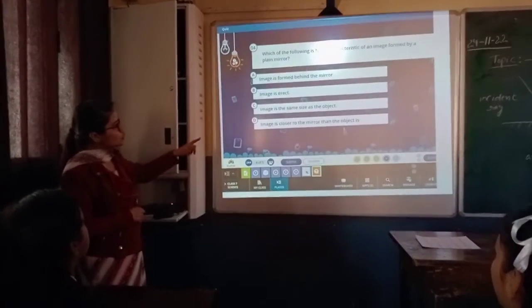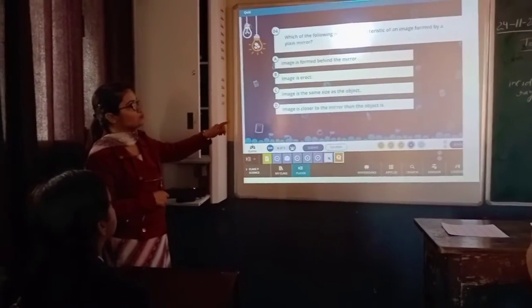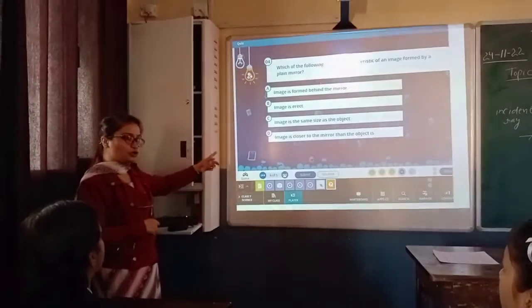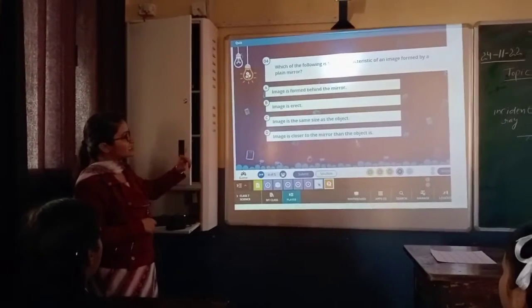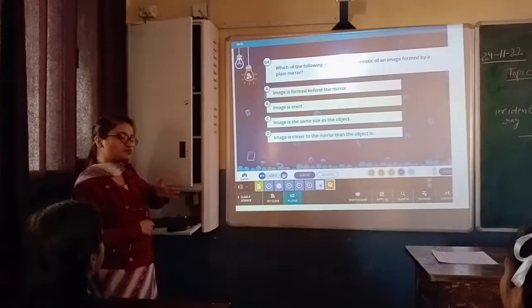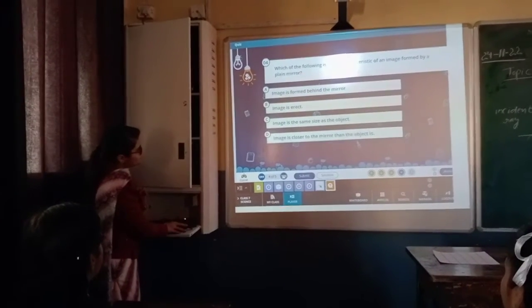Now, image is closer to the mirror than the object. Is it true? No. Because the image is at the same distance as that of the object from the mirror.